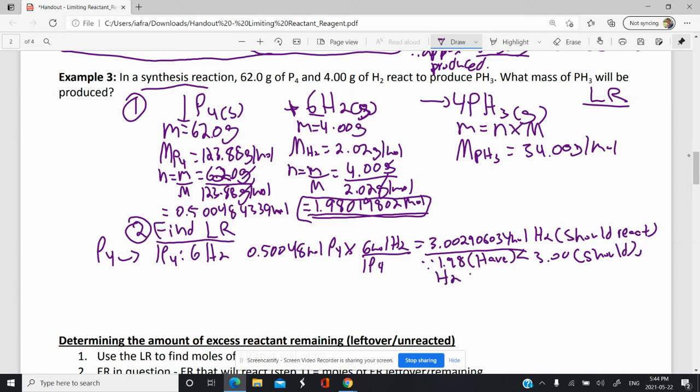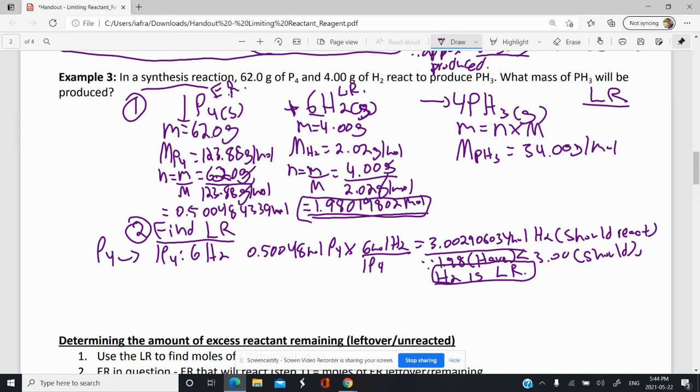H2 is LR. So I was clear to say what my H2 is LR, so I'm going to go up here and just put LR and then ER for the other one. Whatever one's the LR, the other one must be the ER, the excess reactant.